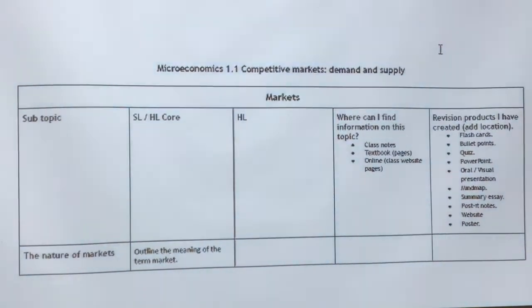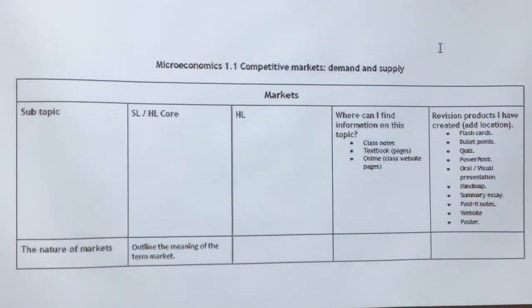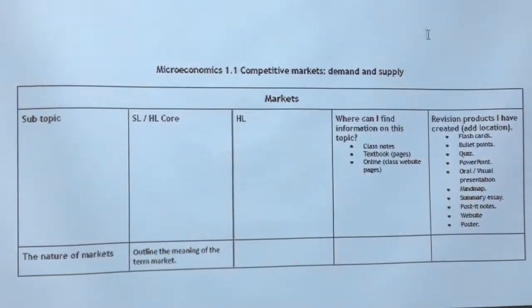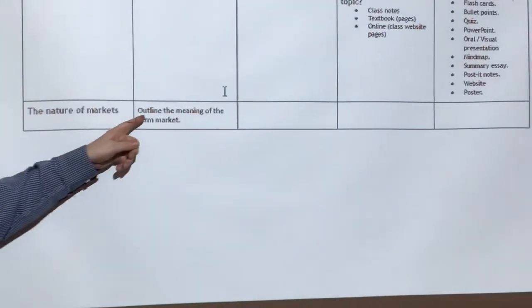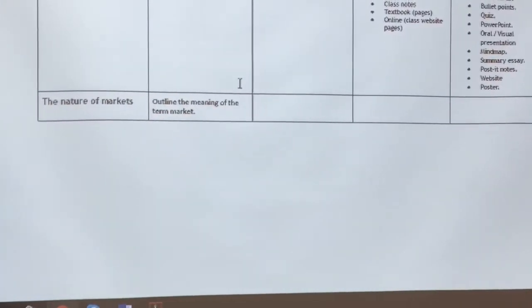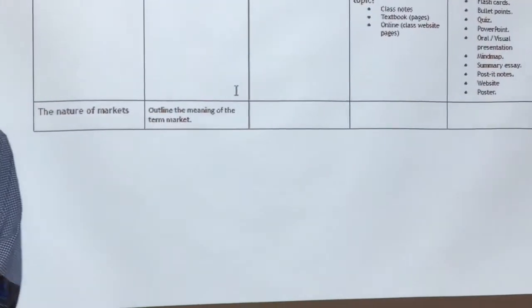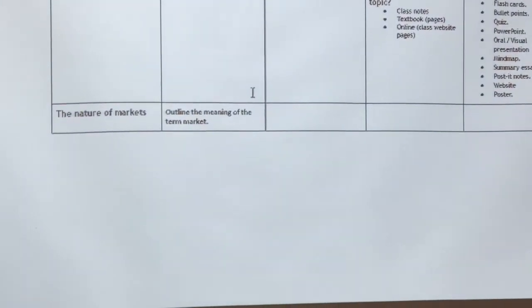Then what you've got to start to do is think, where's my information? Here we've got the subtopic, the nature of markets, and the guide tells you what you need to know: outline the meaning of the term market. Nice and simple at the beginning. You can notice here that we've got a command term, to outline.